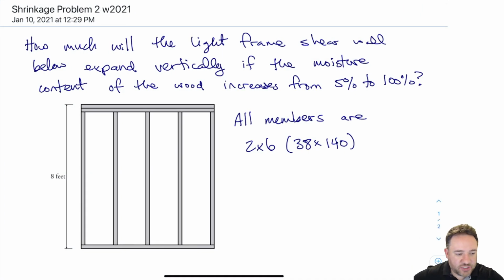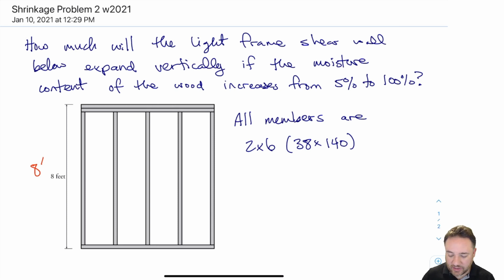Here we have a light frame shear wall, which we talked about in the examples of what wood structures look like. This shear wall is 8 feet tall, which is a typical size for a shear wall. Why is that? Because plywood comes in 4 foot widths. They're basically 4 by 8, so you don't have to cut your plywood.